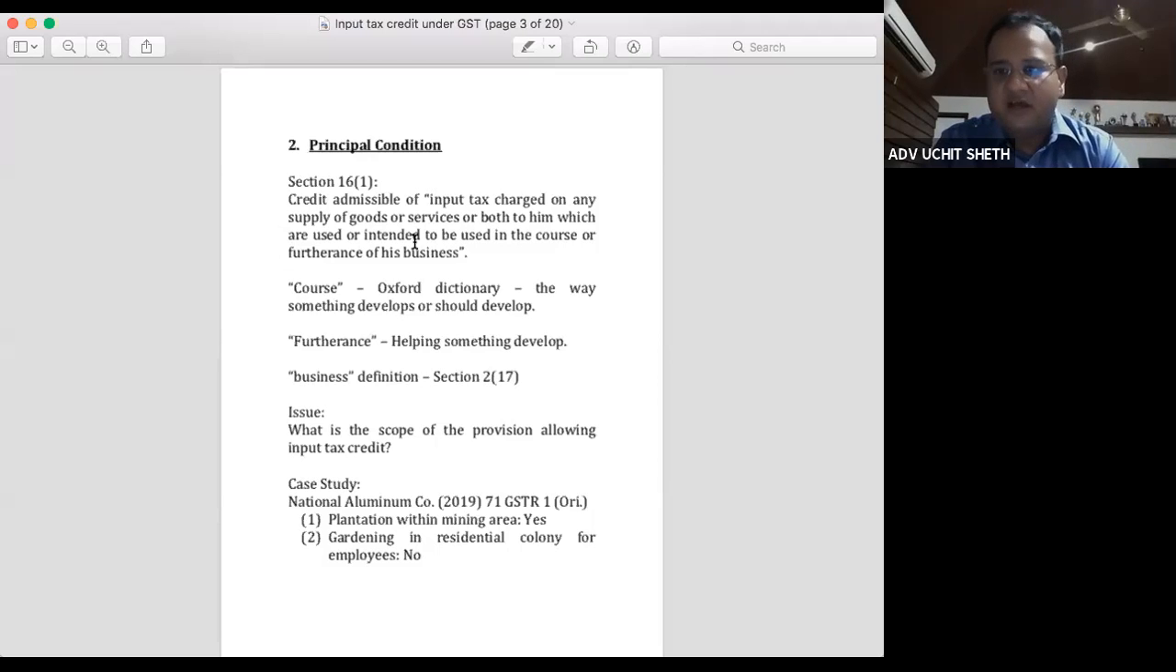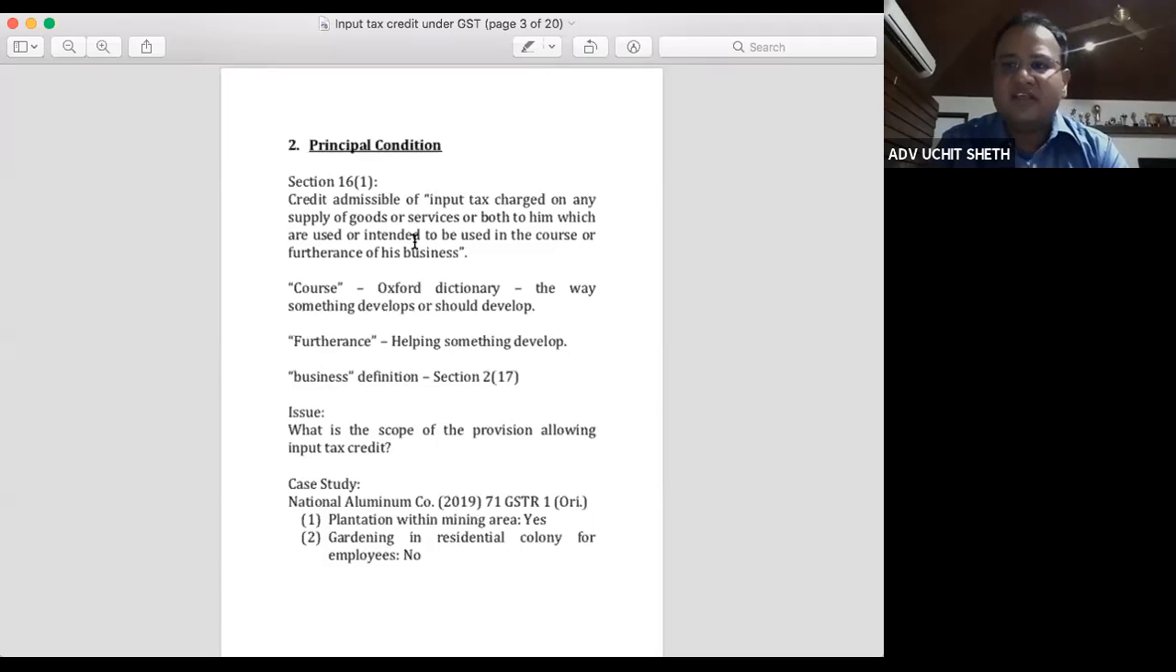One of the items for which the advance ruling was sought was plantation within the mining area. So the applicant had a mine, it owned a mine. Maybe due to government regulations or in furtherance of corporate social responsibility, it was undertaking plantation within the mining area itself, within the factory premises itself.